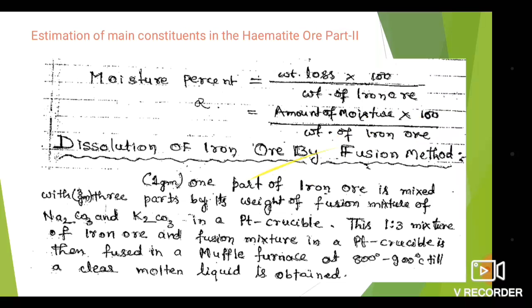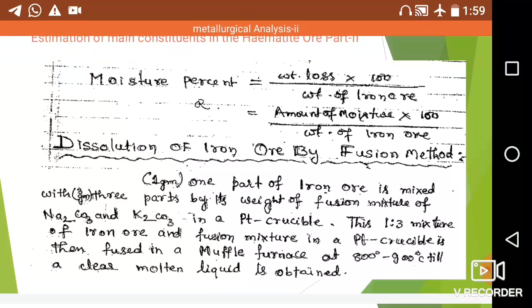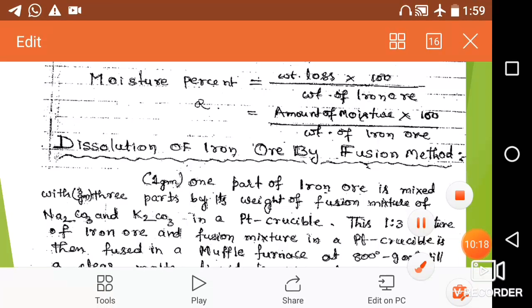So from the weight loss, that is the amount of moisture, the percentage of moisture in the iron ore can be calculated. The moisture percent is equal to weight loss into 100 divided by weight of iron ore, that is equal to amount of moisture into 100 divided by weight of iron ore. In this way we can estimate the amount of moisture present in the given ore.